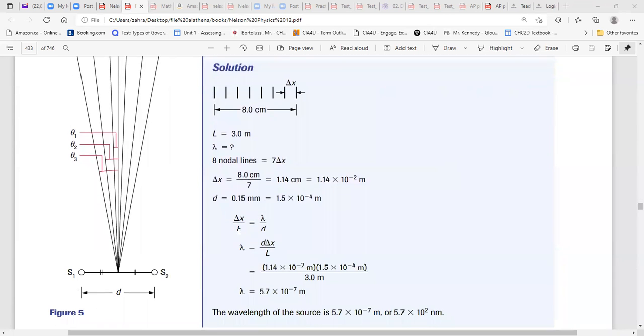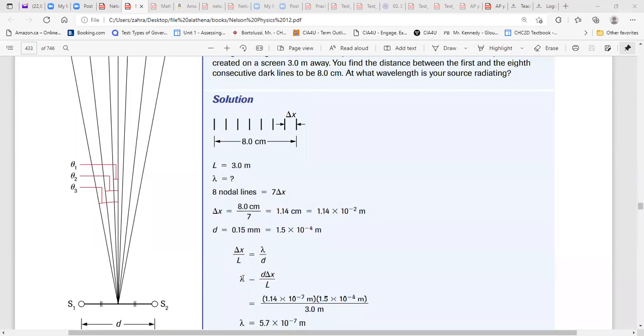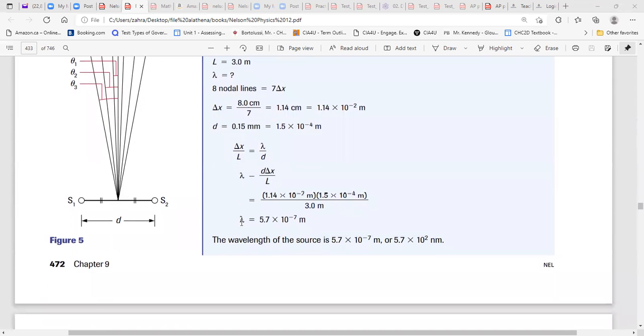Since we know that delta x over L is lambda over d, and we are looking for the wavelength, we arrange for the wavelength on the other side. d is given. Delta x we found there, and L was given as 3 meters. So we just find the wavelength.